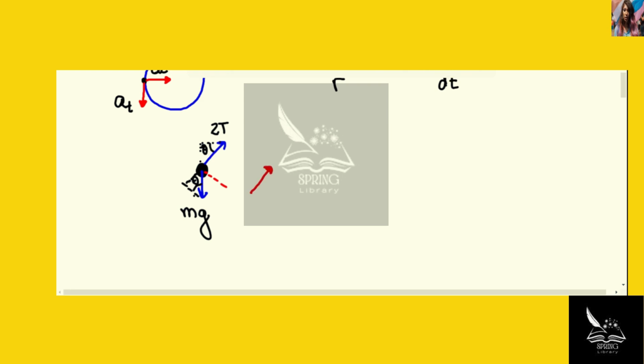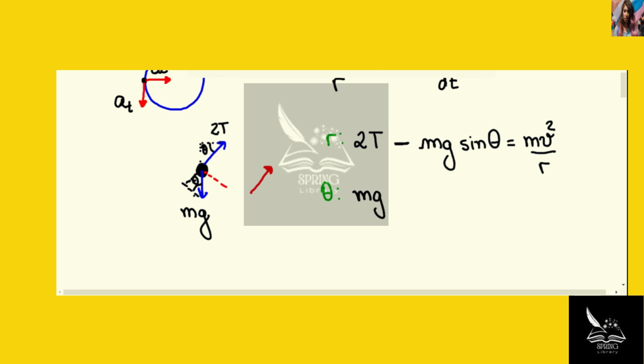Okay, so notice that in the centripetal direction, in the radial direction, so I'm going to call it R, we have the forces 2T minus mg times the sine of theta, and this is equal to the mass times the centripetal acceleration, which we saw is v squared over r. Then in the tangential direction, which I'm going to call theta, we only have mg cosine theta, and this is equal to m times the tangential acceleration.